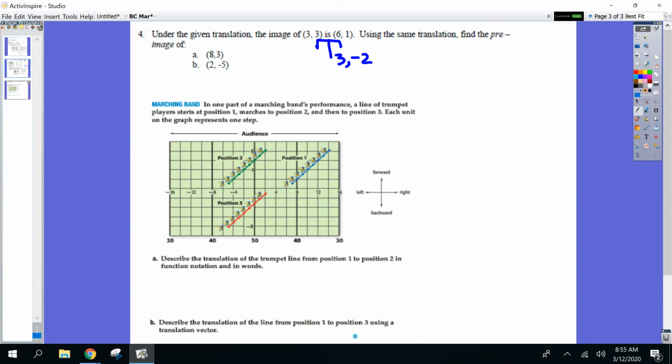So I started with this point. I went right 3, down 2. I ended up at 8, 3. What was my starting point? My pre-image. I ended up at 2, -5 by using this rule. What was my starting point?